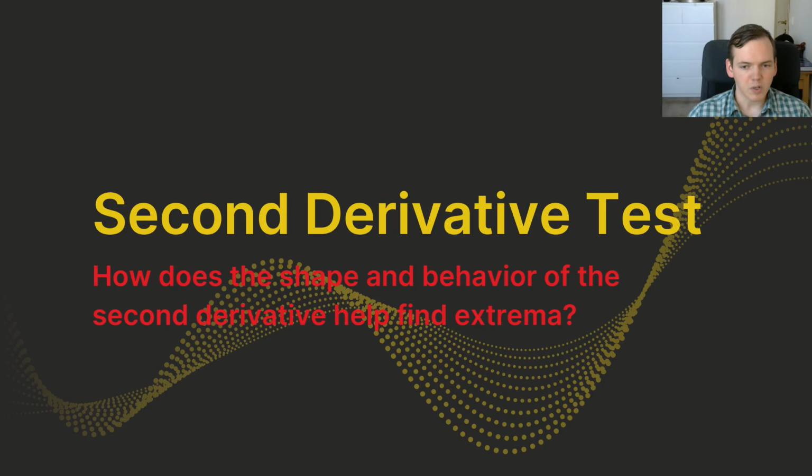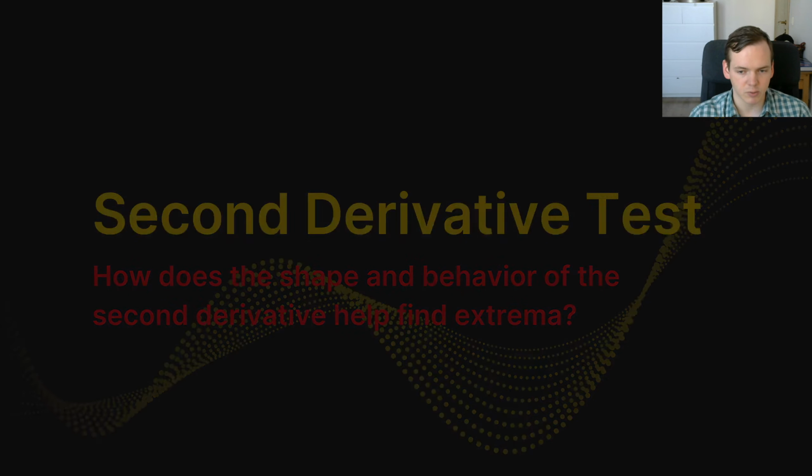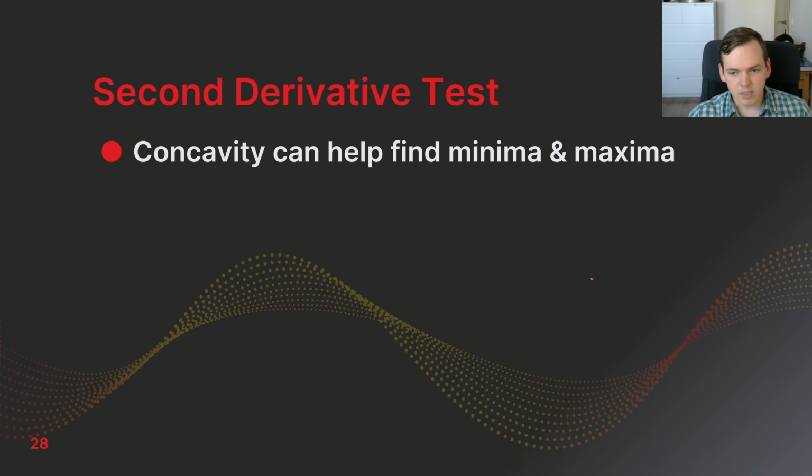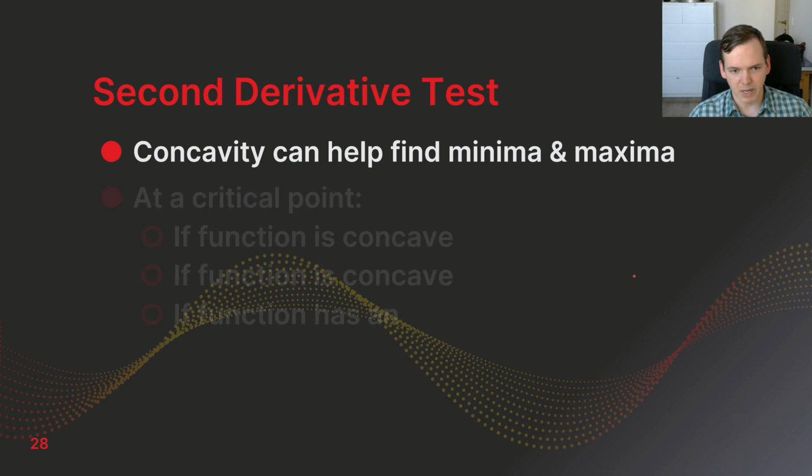In this video, we're looking at the second derivative test, which, like the first derivative test, is going to be examining the shape and behavior of a graph to help find extrema. So the second derivative test is using concavity to help find minima and maxima.